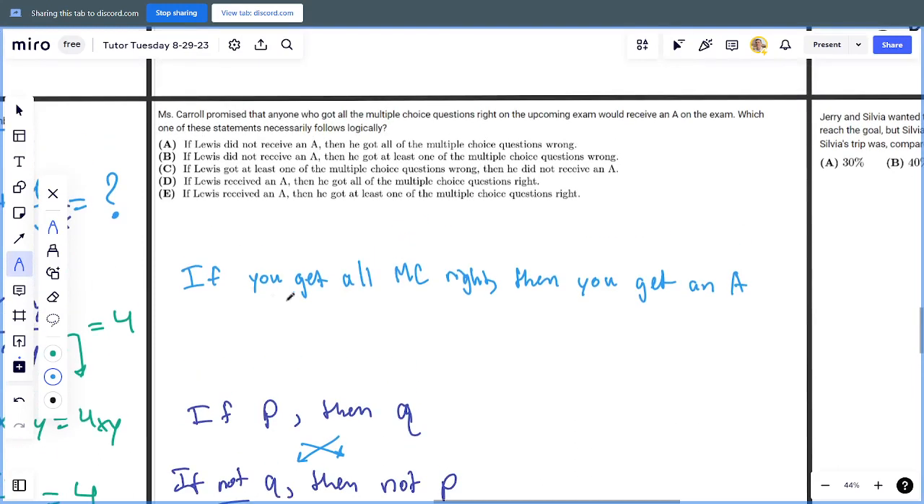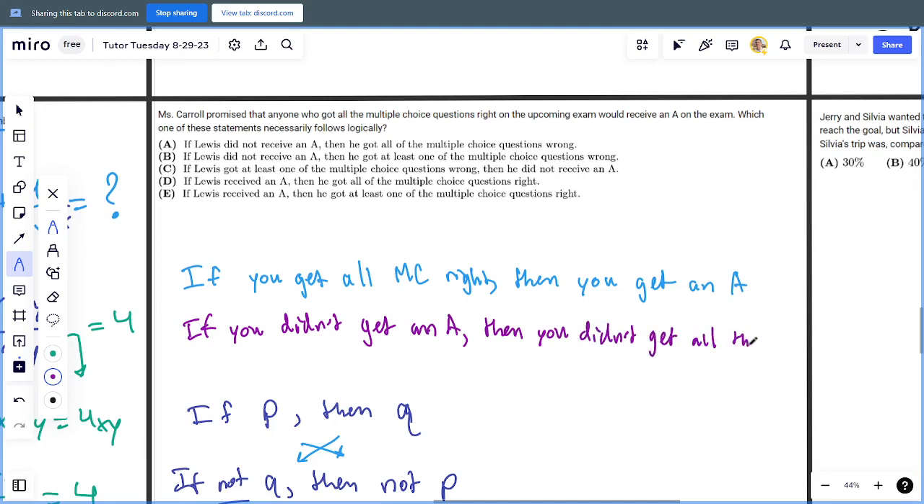So, if you got all the multiple choice right, obviously you would get an A. But let me write the contrapositive. If you didn't get an A, then you didn't get all the multiple choice right. So we have to find an answer that sort of matches that statement.